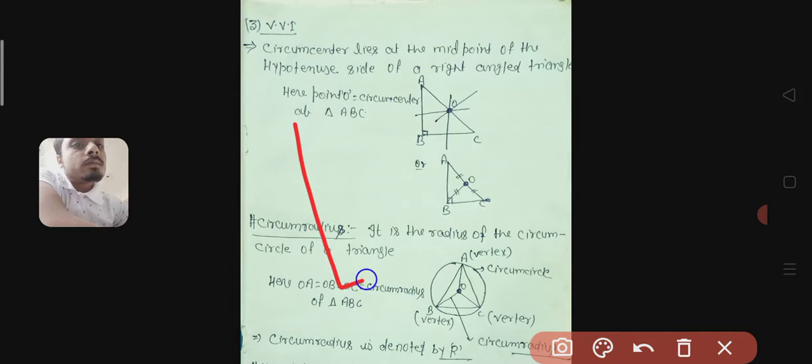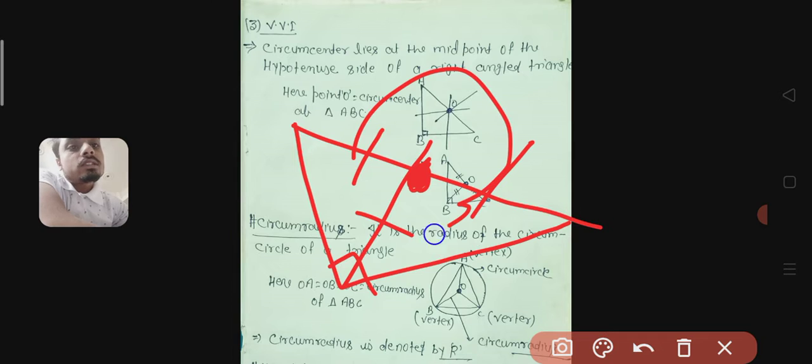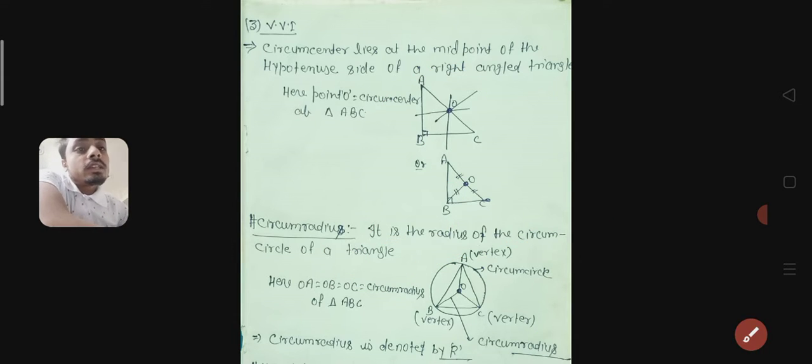I have already mentioned that if you draw a right angle triangle, all three perpendicular bisectors meet at the midpoint of the hypotenuse. That's why this distance and this distance are equal. All three distances are equal. I hope you will remember it. Where is the circumcenter of a right angle triangle? At the midpoint of the hypotenuse.